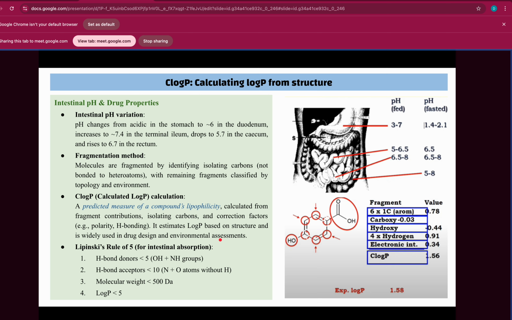So in this way, this speeds up the calculation of log P because we are not doing it experimentally. There is Lipinski's rule of 5 for intestinal absorption, which means that a compound should have hydrogen bond donors less than 5, hydrogen bond acceptors less than 10, molecular weight less than 500 daltons, and log P less than 5 for better intestinal absorption. So if some drug obeys all these rules, then it will be selected as a suitable drug candidate, and it will ultimately be released in the market.